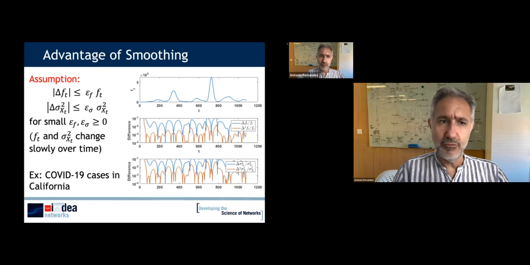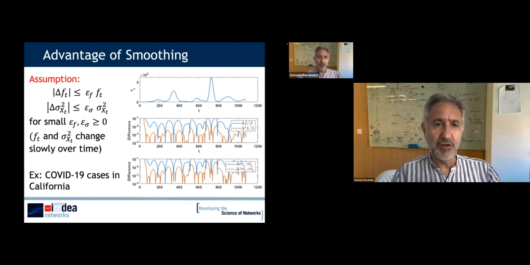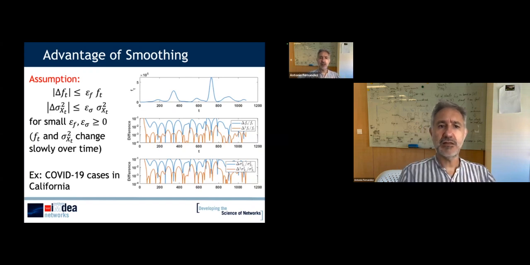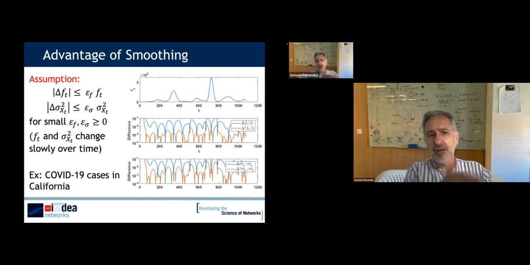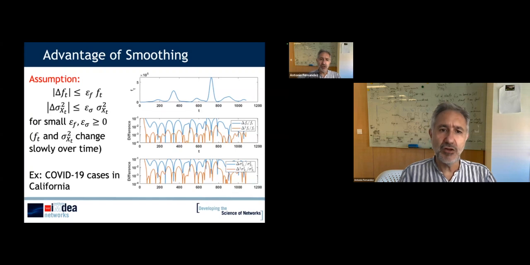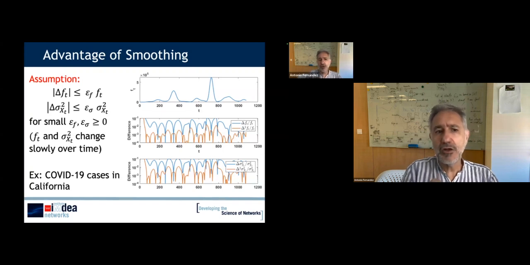Then the third result we're showing has to do with what happens if we apply smoothing. What we are assuming for this result is that the evolution of the prevalence is not too fast. Essentially, there are no drastic changes from one day to the next, which is what usually happens in phenomena like epidemics. It's not like you have half the population infected one day and 1% the next day or something like that. And also we assume that the variation of the variance of the variable x_t is also not too large. So we assume that they change slowly over time.